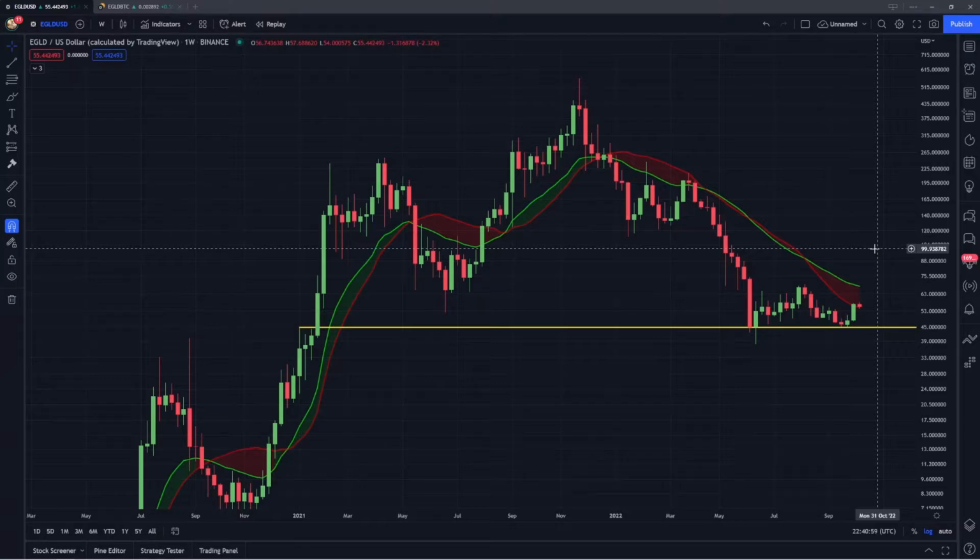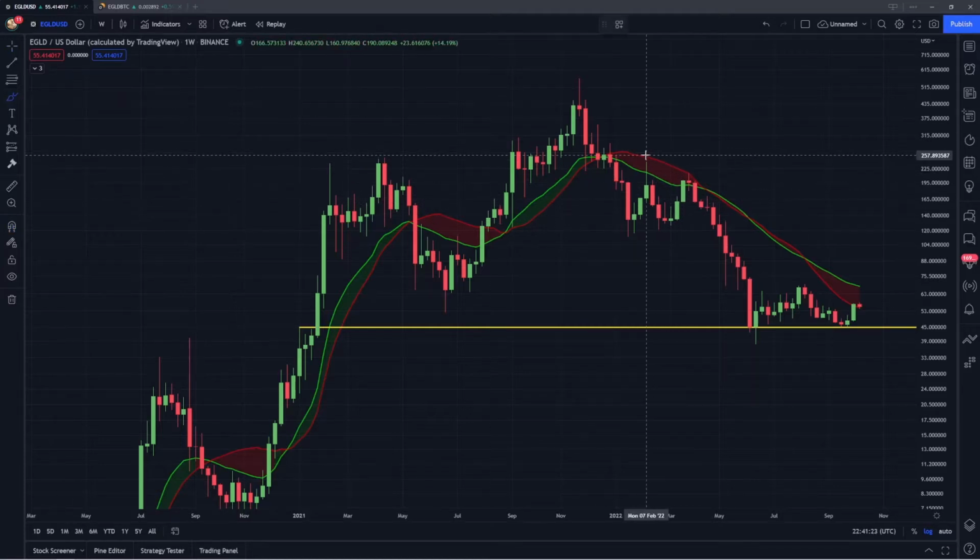So I'm going to start off here for EGLD on the weekly chart for the USD pair, and what I first want to talk about is these two moving averages, and I've been talking about these pretty consistently throughout my EGLD videos. But what's very interesting is the fact that we have had a move right back up into this region, retesting it for the first time ever since the rejection back in March.